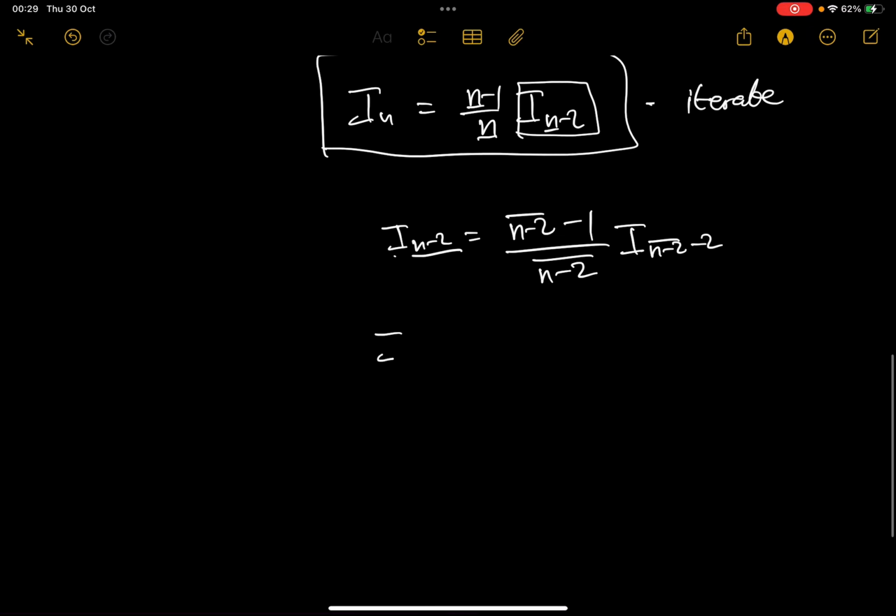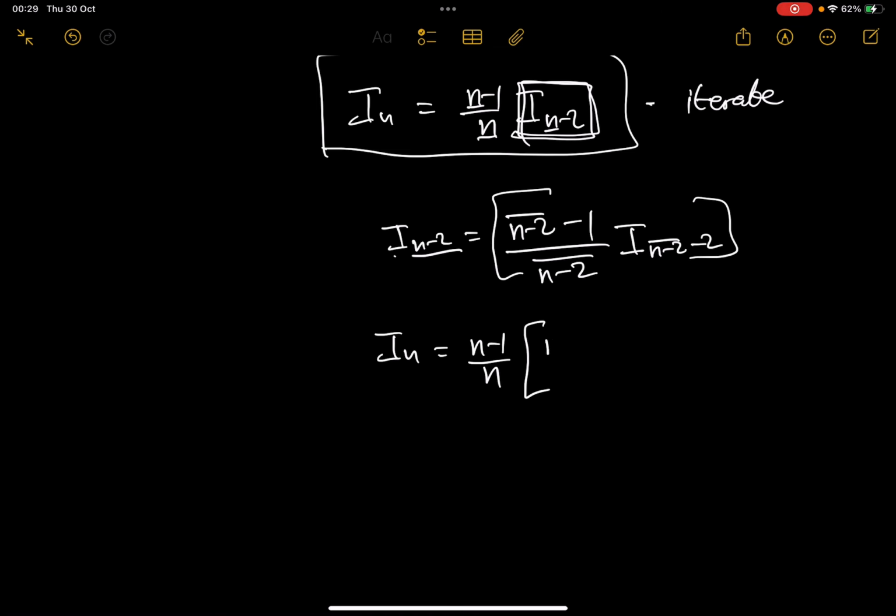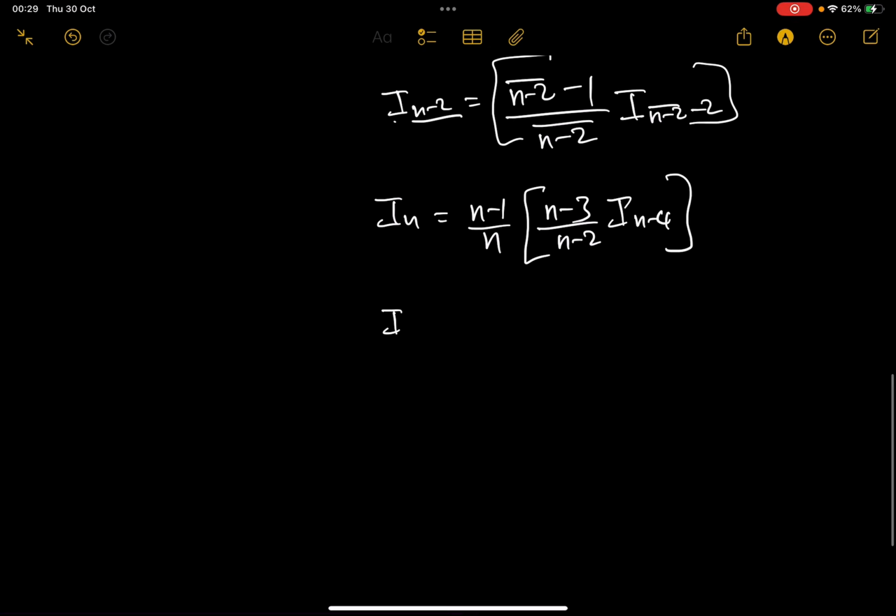So which means I_n is equal to (n-1) over n. So where there is I_(n-2), we substitute this. So this is n minus 2 minus 1. This is (n-3) over (n-2), times I_(n-4), right? Which means now I_n is what? It's (n-1)/n times (n-3)/(n-2) times I_(n-4), right?